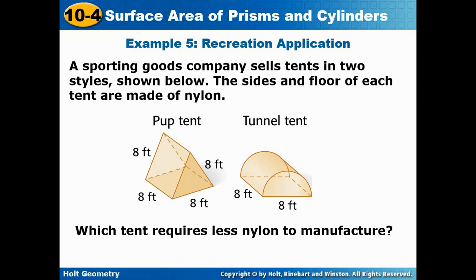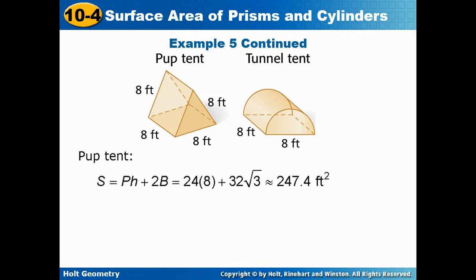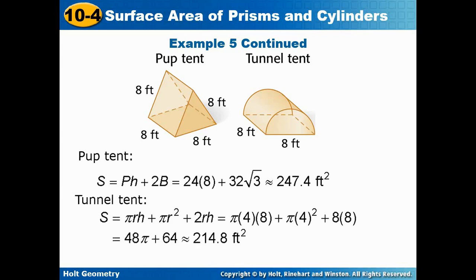Since we are talking about the surface of each one of them, we have to find the surface area of the triangular prism, which we took in the previous lesson, and also the surface area of the half cylinder. Then compare. The surface area of the prism is 247.4 feet squared. So we need this area of nylon. For the half cylinder, we need 214.8 feet squared.